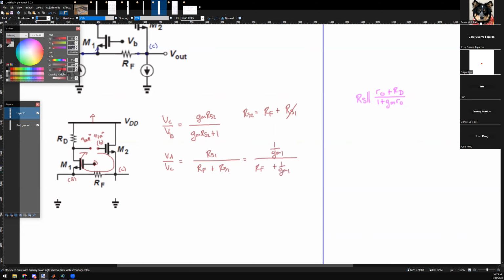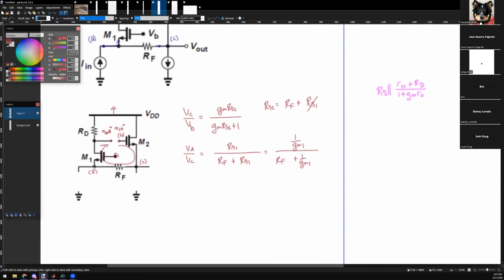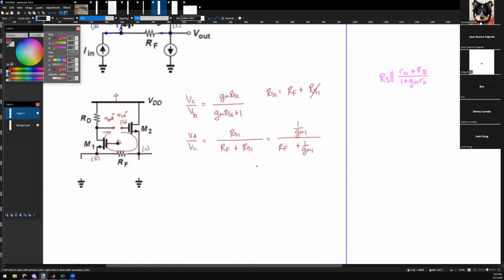Any questions here about VC to VA? This guy's the bottom resistance and this guy's the top resistance. It's a voltage divider. Yep, looks good. All right, fantastic.